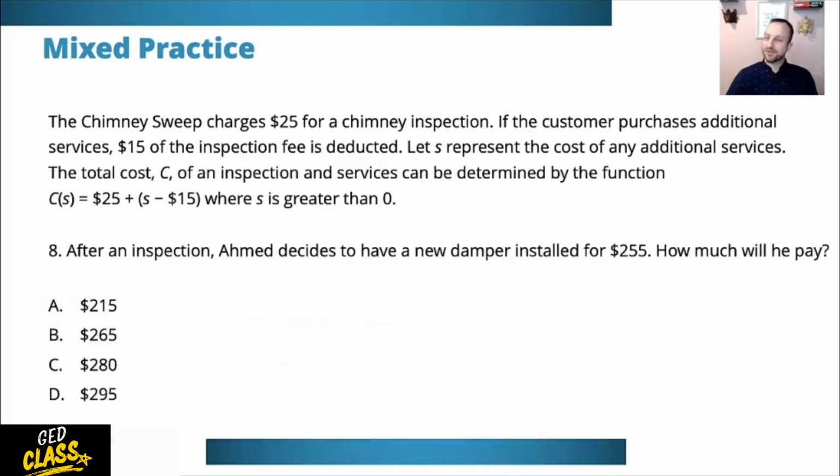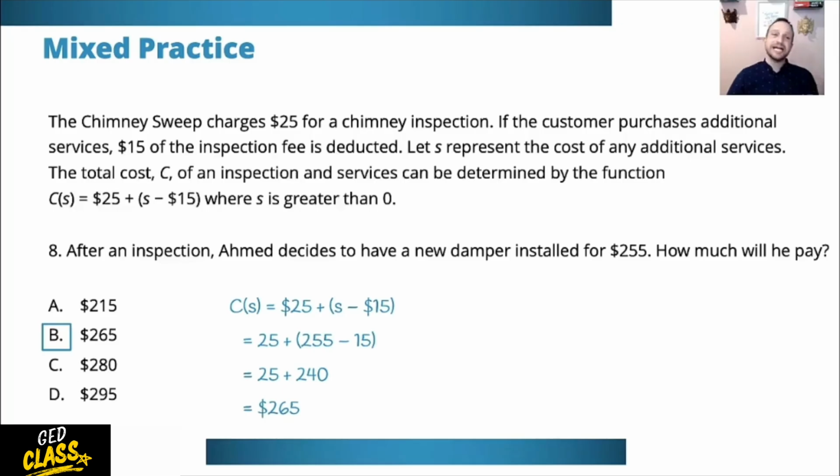Similarly, problem number 8 requires us to do a little bit of function math. Give this one a try. All right, so for this one, there is a cost of $255, and we're still applying that functional price. S is the cost of any additional services. So a new damper is another S value. Plug in 255. So doing the parentheses first subtracts out 15 to be 240. Adding into the total net gives 265.